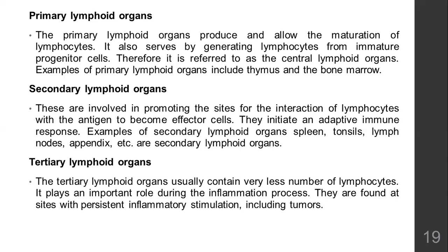Tertiary lymphoid organs have a very small number of lymphocytes, and they have an important role to play during an inflammatory process. Usually you find them near the groin region and also in the throat region and in your intestine, like Peyer's patches. They come under tertiary lymphoid organs, because these are the areas where tumors and cancers can happen. In those areas, we need tertiary level lymphoid organs.